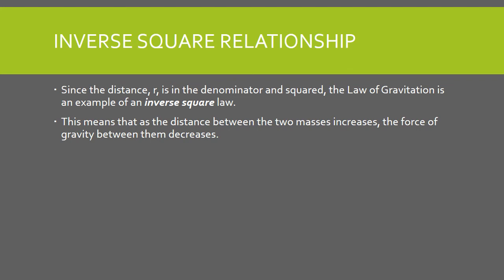Since the distance, which is r in the equation, is in the denominator at the bottom and is squared, the universal law of gravitation is an example of an inverse square law. This means that as that denominator, the distance between the two masses, gets larger, the force of gravity will decrease because you're dividing by a larger number.